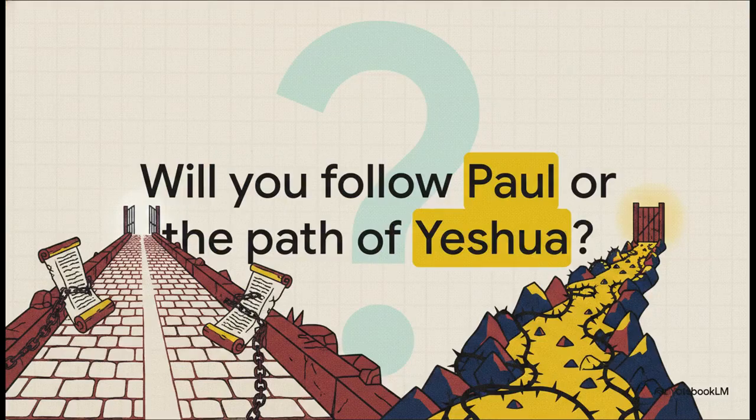And that brings us to the source's provocative final thought. After mapping out this entire contrarian case, the creator leaves the viewer with a really stark choice. Will you follow what they call the wide Roman road of Paul, a path of alleged easy grace and abandoned laws? Or will you choose the narrow, difficult path of Yeshua?